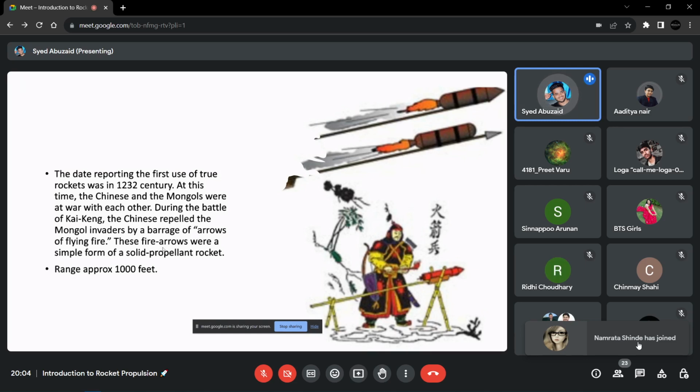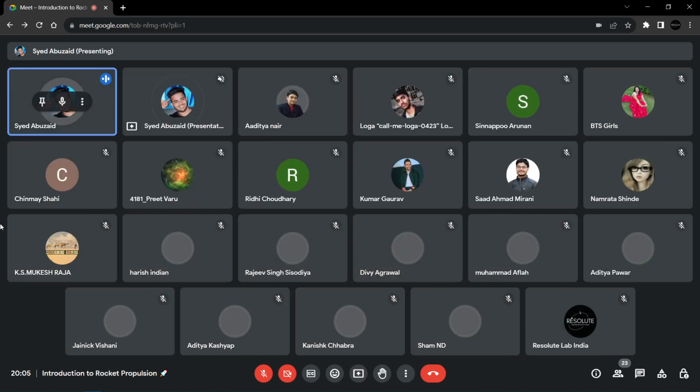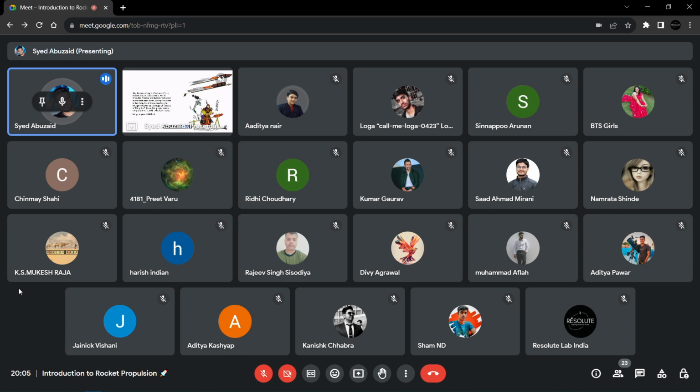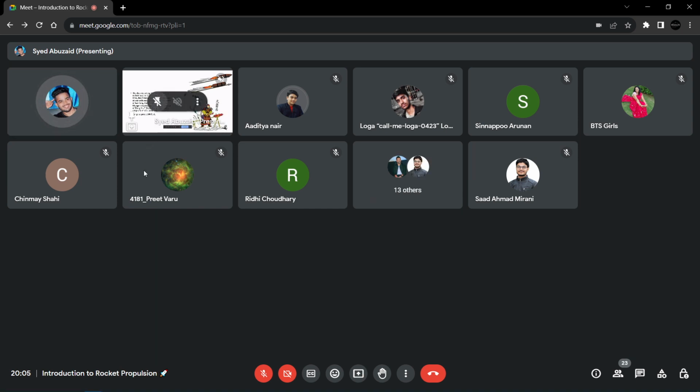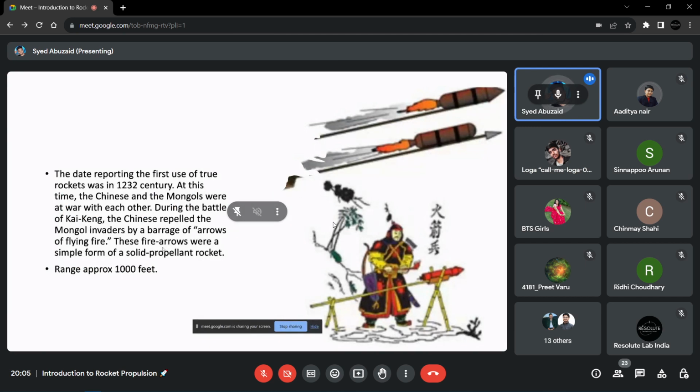Basically, they made a small rocket with a piece of bamboo tube, filled the gunpowder inside, and in front, as the warhead, they fixed metal arrows. It is like nowadays when people shoot an arrow with the help of threads and rubber tubes. So they were using a small piece of rocketry.